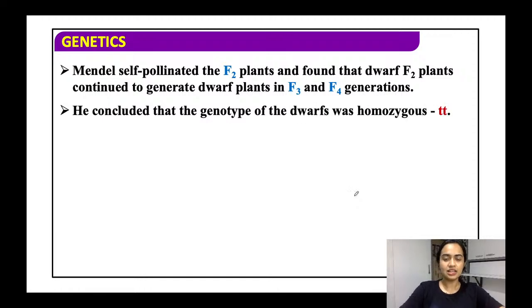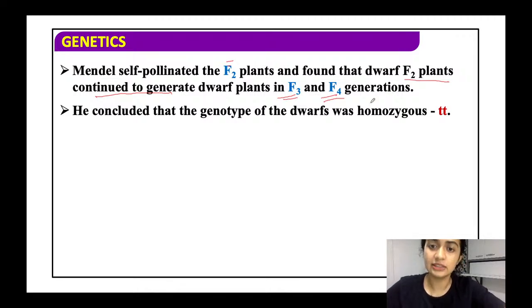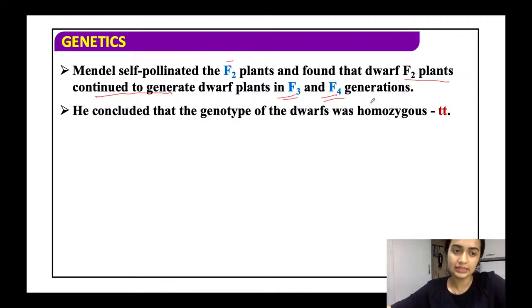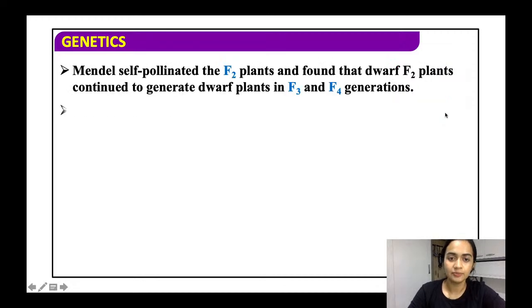So Mendel self-pollinated the F2 generation, and then he found that the dwarf plants of the F2 continued to generate dwarf plants in the F3 and F4 generations also. So when the F2 generation was self-pollinated, हमें dwarf plant आगे के generations यानी third and fourth generation में भी दिखाई दिए. So इससे conclude हुआ कि progeny यानी कि जो जीनोटाइप ऑफ द ड्वार्फ है उसका था होमोजाइगस कंडीशन. ठीक है.